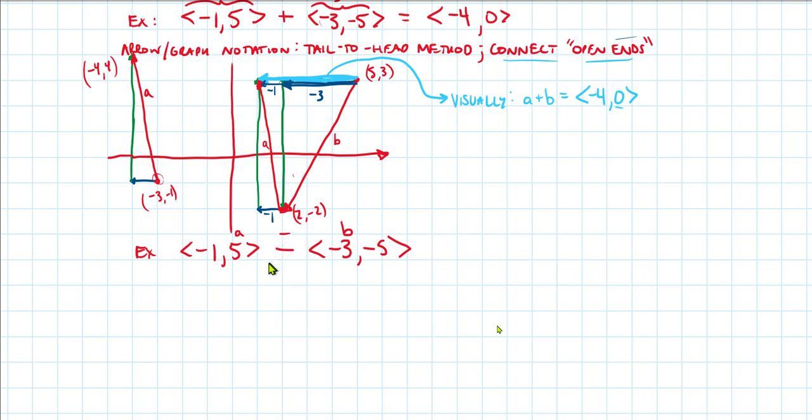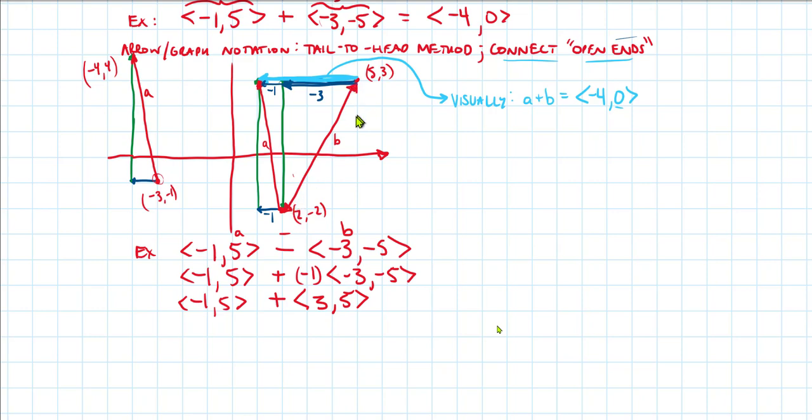There's a couple ways to think about this, but probably the easiest in terms of component or rectangular notation is just to understand that subtracting a vector is the same as adding -1 times, so that's a scalar right there, -1 times the second vector. So basically this would become -1 comma 5, that's still A, and then we would be adding to that 3 comma 5. It is important to note that 3, 5 is actually vector B, but in the opposite direction.